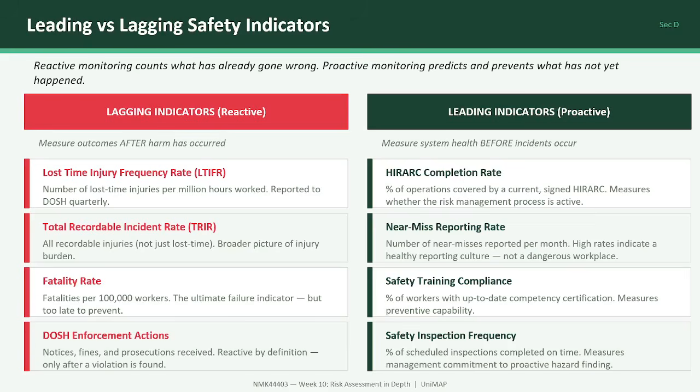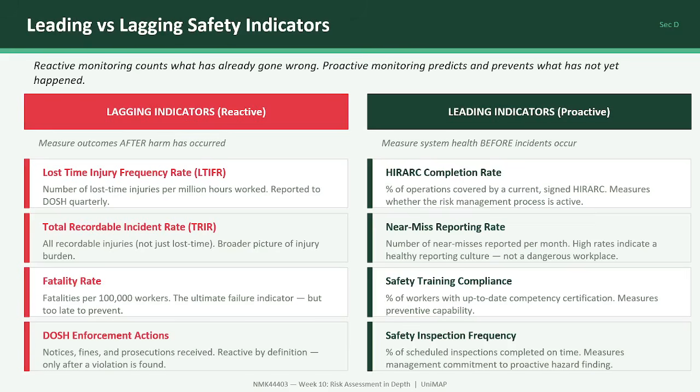Near-miss reporting rate. How many near misses are your workers reporting per month? A high and rising near-miss reporting rate is a sign of a healthy safety culture where workers trust the system enough to report incidents that almost happened. A low near-miss rate does not mean a safe workplace. It often means workers are not reporting. Organizations with strong safety cultures typically report 50 to 100 near misses for every recordable injury.